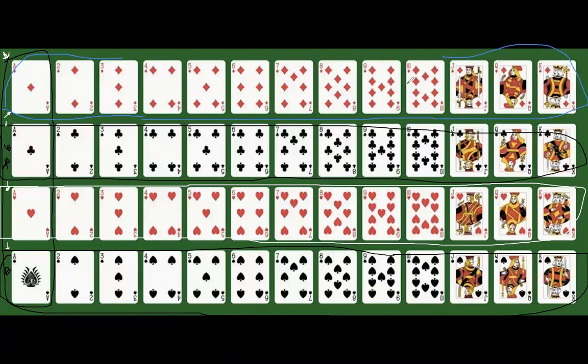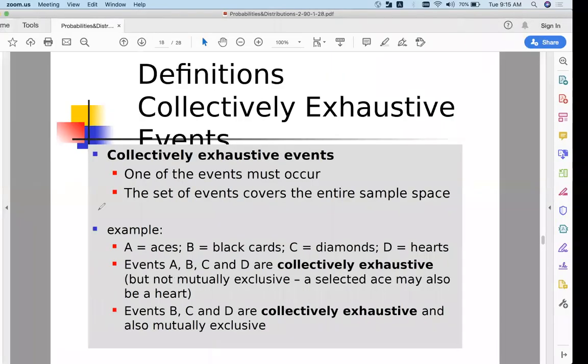Someone told a good point. Yeah, that is also correct. B, C, and D is also collectively exhaustive. When you club all of that, you get your deck back, right? Because the event A is repeated again and again. So that is also a good point. A plus B plus C plus D is also giving the whole set back, the whole sample space. Then also you can say it is a collectively exhaustive event.